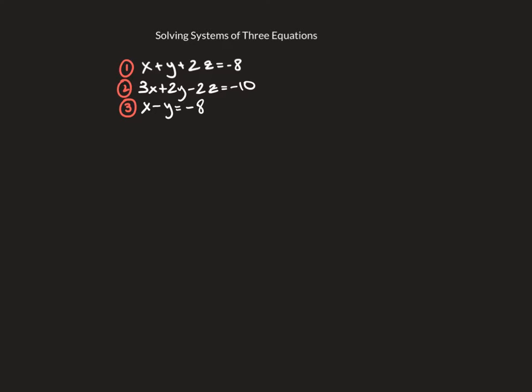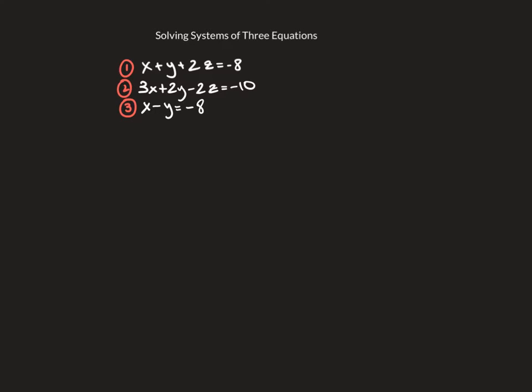Now, what you're going to do after this is take a look. Sometimes one of the equations could have two variables, such as equation number 3, and sometimes your equations will have three variables. It just depends on the problem. And we're going to be looking at one with one equation that has two variables rather than three. So let's take a look at equation number 3 first, because that's our equation that has the least amount of variables. So x minus y equals negative 8.